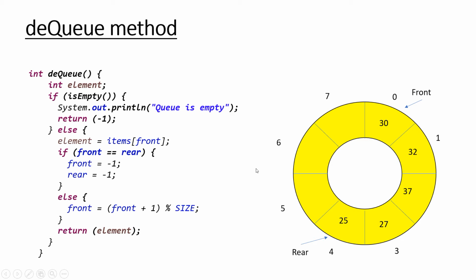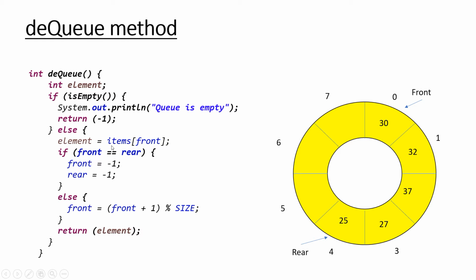Now if this queue is not empty and we can actually delete an element from the queue, we have to take that element from that index of the array. So it is saying element is equal to items[front]. With this line, we take the value of this index into this element, and once we have this, we have to check two different conditions. Suppose there is only one element present in the queue. How can we know that? If my front and my rear are pointing to the same index, it means there is only one value present in the queue.